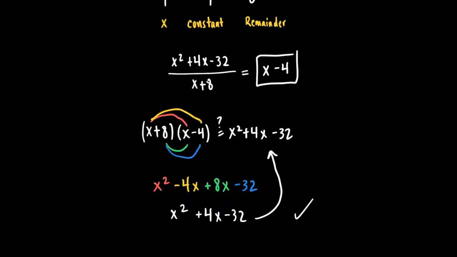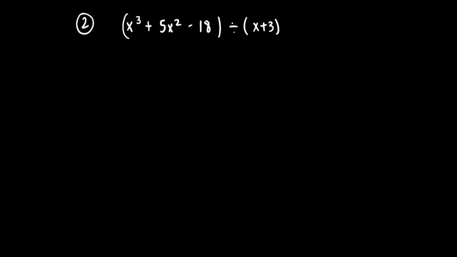So that means that we did our division correctly, and that x minus 4 is indeed the answer when you divide that trinomial by x plus 8. All right, let's look at another example here. So we've got x cubed plus 5x squared minus 18, and we're dividing by x plus 3.